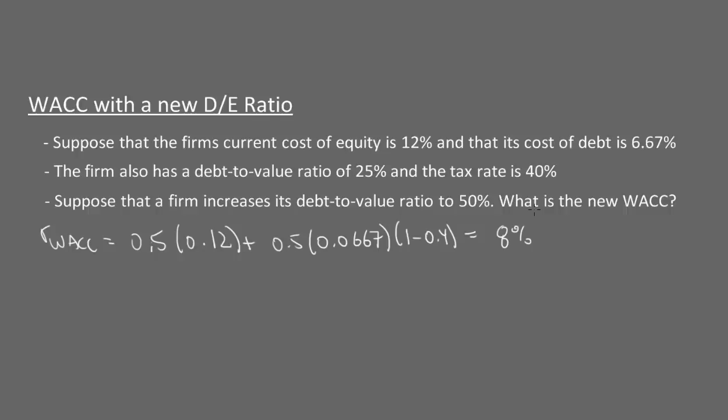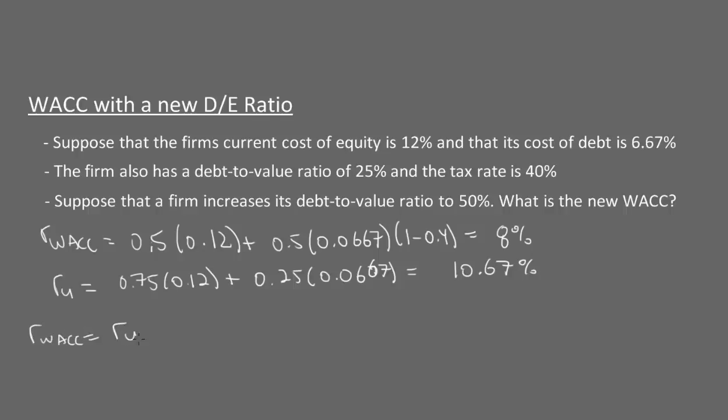Now this is incorrect. The correct procedure to follow is to first calculate your RU with the old debt to value ratio. So your RU is simply 0.75 multiplied by 0.12 plus 0.25 multiplied by 0.0667. Now that gives us 10.67%.